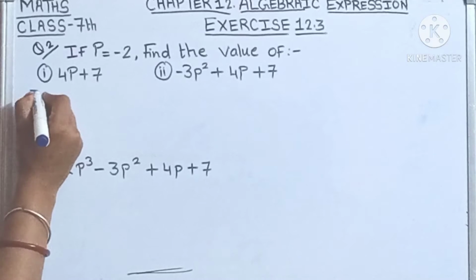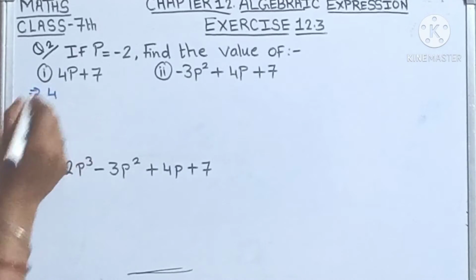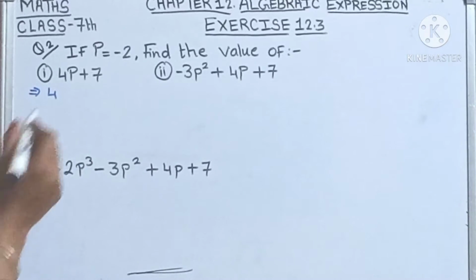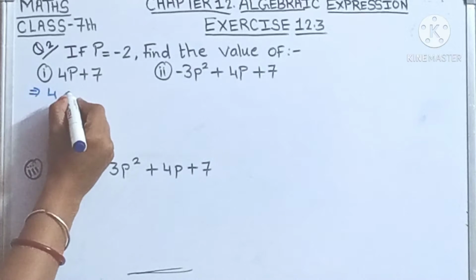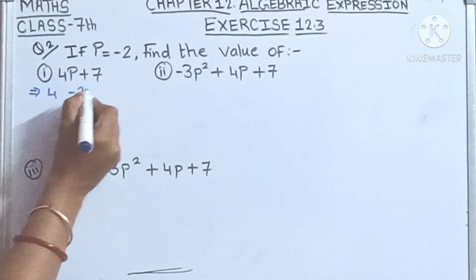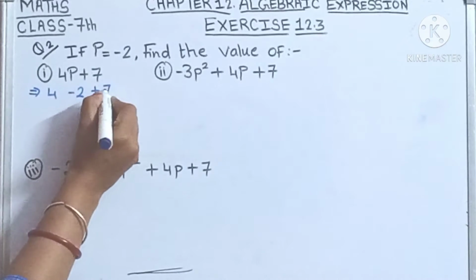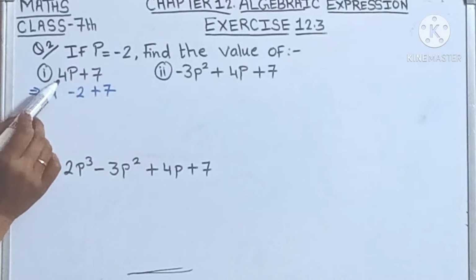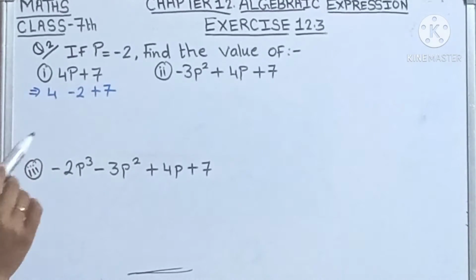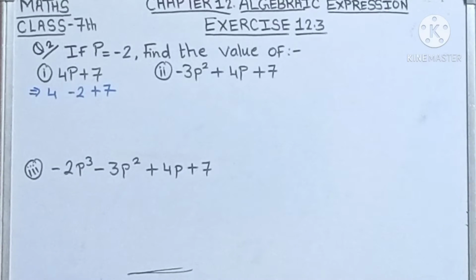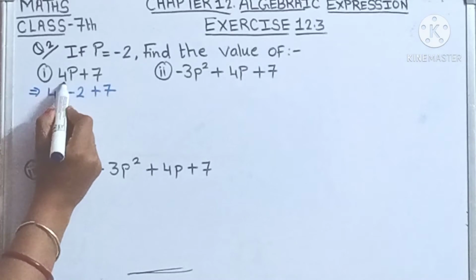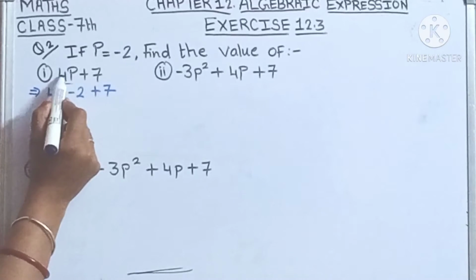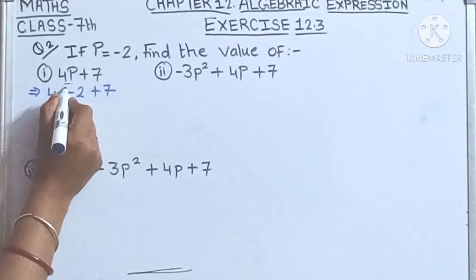So 4p, 4, and in the place of p, by putting the value of p, that is minus 2. Here we put minus 2 in the place of p. And plus 7. What we did: in the place of p, I have written minus 2 because the value of p is given minus 2. Now in between 4 and p no sign is given. In between you can see any sign here? No sign is given between 4 and p. So it will be multiply.